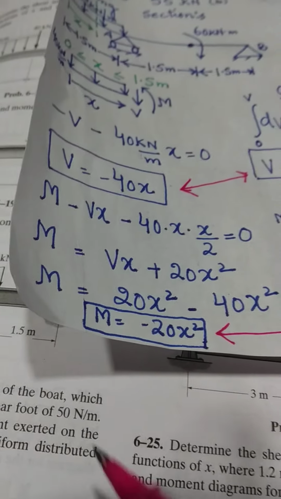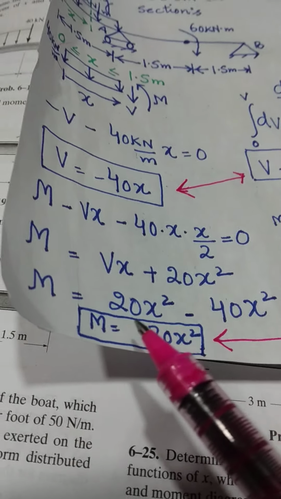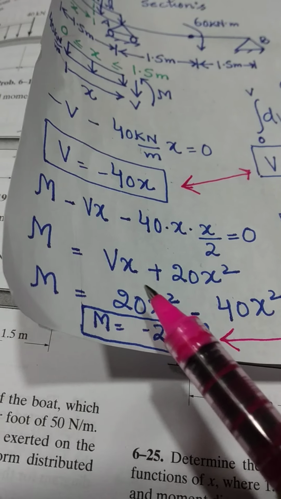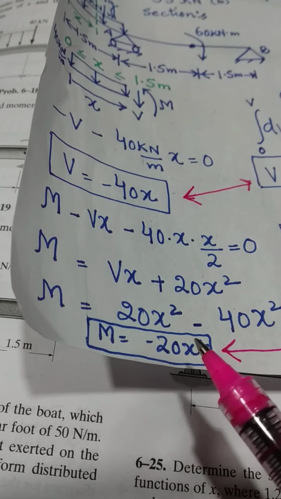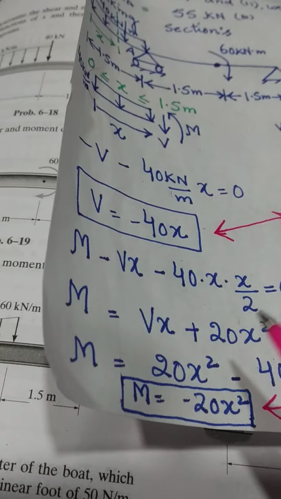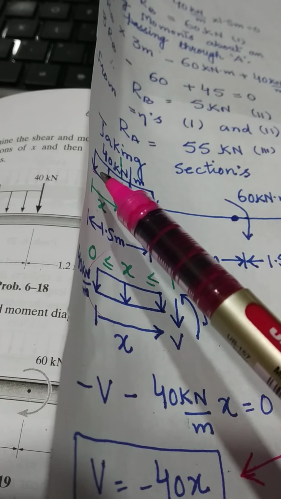So from the first equation, we obtained V equal to minus 40x. From this equation, substitute the value of V equal to minus 40x. We get the value of the bending moment in the beam equal to minus 20x square. Minus 20x square is the value of the bending moment in the beam when the length of the beam varies from 0 to 1.5.